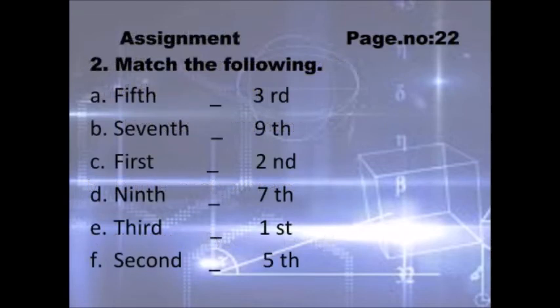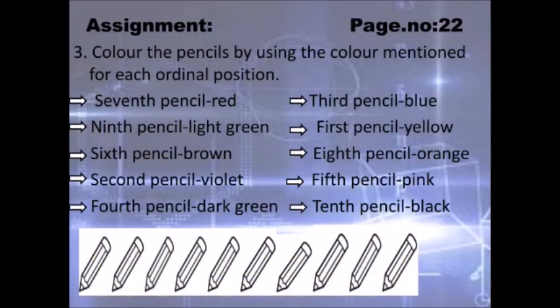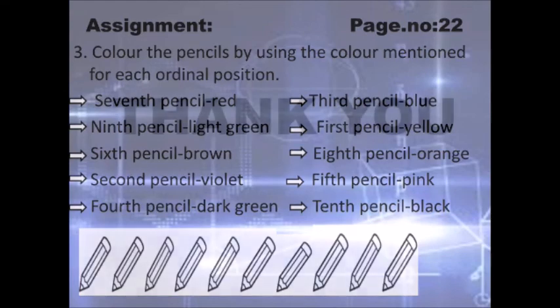Now it's time to work. I have given an assignment for you in page number 22. Match the following. So you have to match correctly and complete this one in your textbook. Now I have given one more assignment for you in page number 22. Color the pencils by using the color mentioned for each ordinal position. So they have given the ordinal position with the colors. You have to color according to the condition given. Understand, children? So complete this also in your textbook itself.